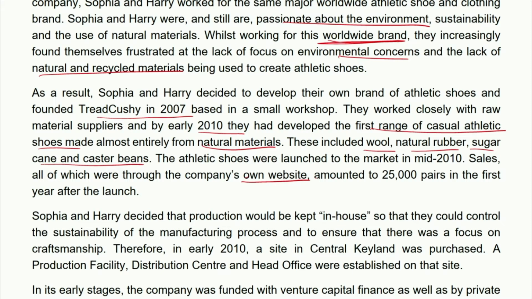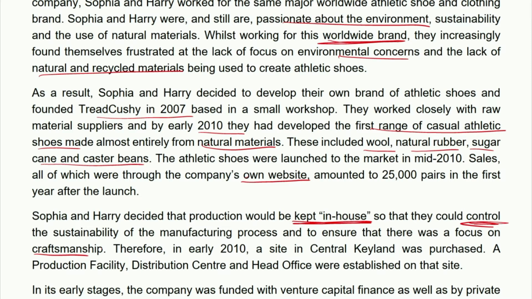Amounted to 25,000 pairs in the first year after launch. They made a decision from the off that they were going to keep their manufacturing in-house. Well, that's potentially expensive, but it does emphasise, as it says here in the pre-seen, control. So we can make sure of our quality, we can make sure of our sustainability credentials, because we're all doing it in-house ourselves, and a focus on craftsmanship. So this in-house sustainability craftsmanship is leading me to believe that they have a basic competitive strategy of differentiation.